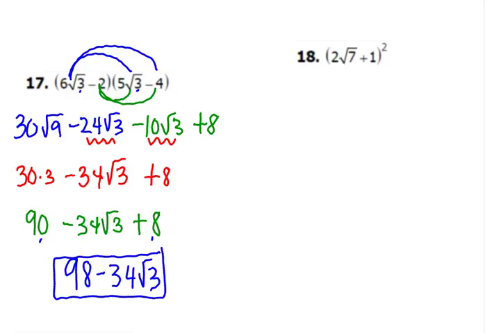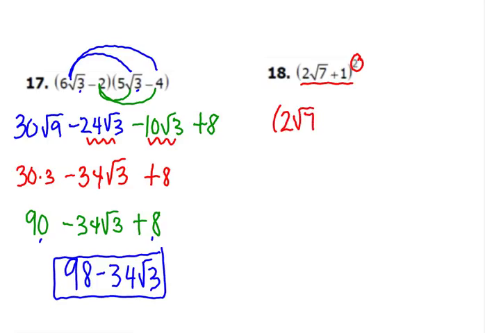Not that I can see you, but how many of you got that right? Hopefully a few. And then we're going to end on one that starts off looking a little different, but it's the exact same process. Remember, if I have an exponent of 2, it just means I'm taking the same thing times itself. So I'm going to rewrite it. So I'm going to write 2 square root 7 plus 1 times 2 square root 7 plus 1. And now it's the exact same problem we've been doing for all notes.